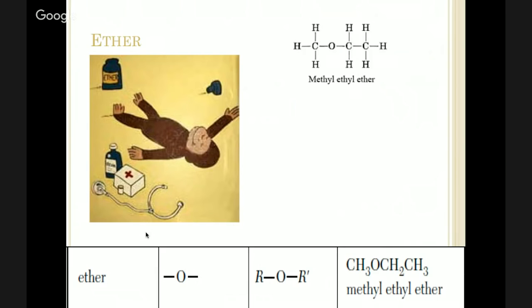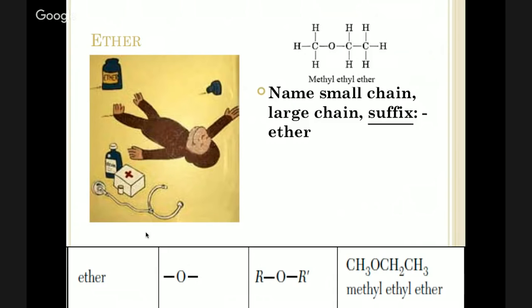There's a methyl group, an O, and then an ethyl group, so methyl ethyl ether. They end in ether, just like the example that they give you. You can have any mix of this, like methyl methyl ether, ethyl ethyl ether, ethyl propyl ether. Whatever you count as your carbons is the prefix you'll use, and you just end it in ether. Most chemists name the small chain first, then the large chain, and then end in ether.